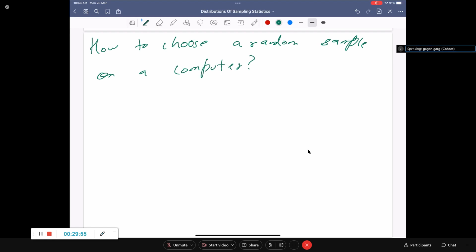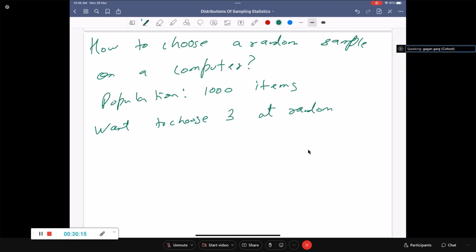Let's say you're writing a code. Let's say you have a population of, let's say 100, let's say 1,000 items. You want to choose 3 at random. How do you do that? In fact, to begin with, what do we mean by a random sample in this case?